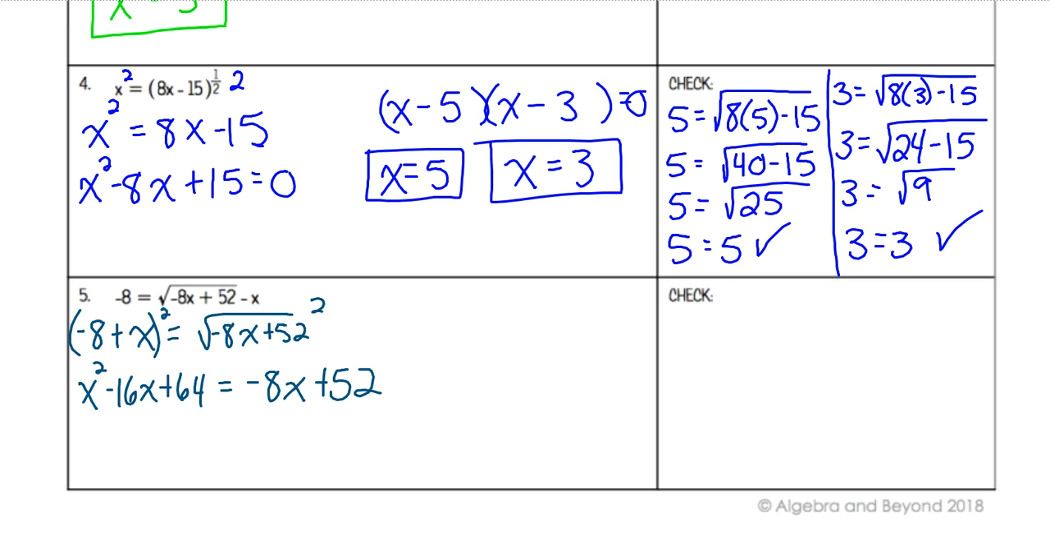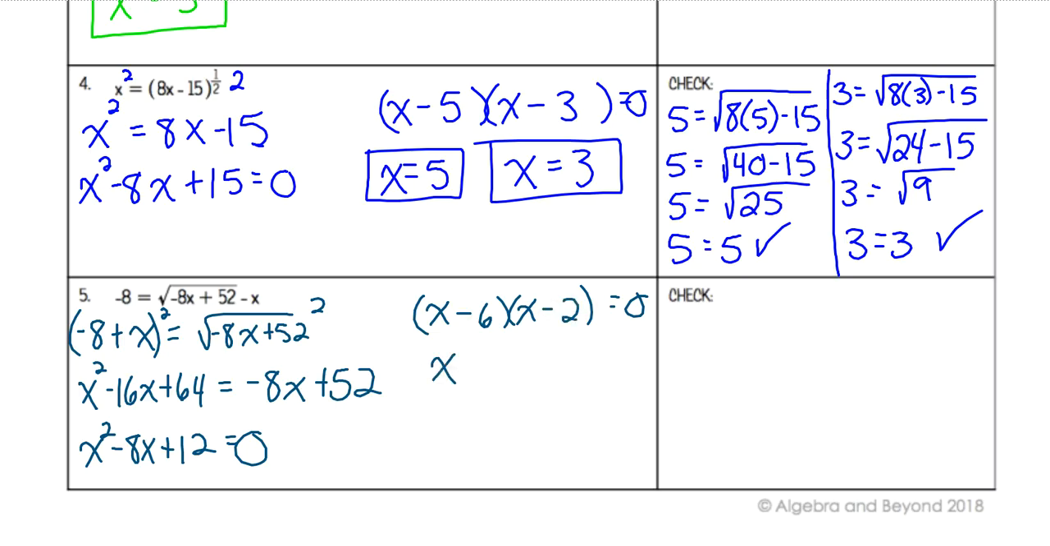So I can again see I have an x squared, which means I'm going to have to get it equal to 0 to solve. So I'm going to move the negative 8x over. So I'm going to add 8x to the left side. And then I'm going to subtract 52, which is going to put me at 12. So that is what I'm going to have to factor in order to solve this equation. So when I factor it, 2 numbers that multiply to 12 and add up to negative 8, that would be negative 6 and negative 2. So my solutions would be 6 and 2.